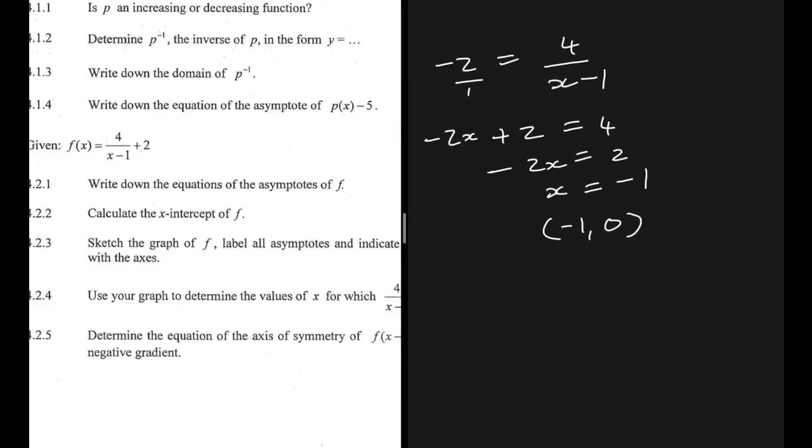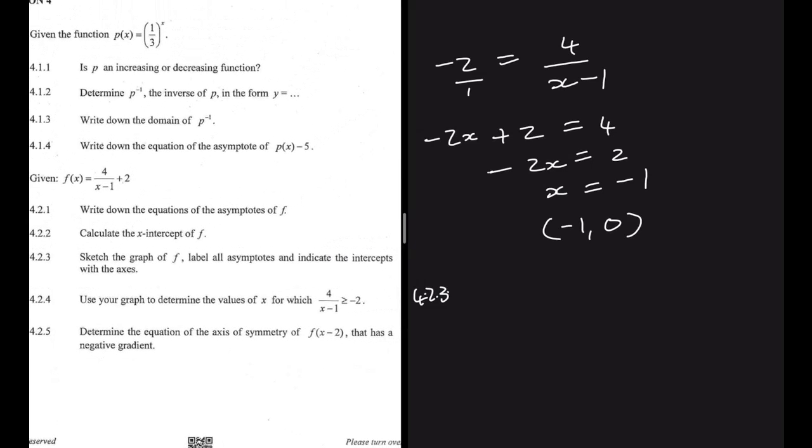And then now 4.2.3, we are required to sketch the graph of f and label all asymptotes and indicate the intercepts with the axis. So in 4.2.2, we only calculated the x-intercept, but now we are required to indicate the intercepts, right? So we need to find the y-intercept. For the y-intercept, x is equal to 0.